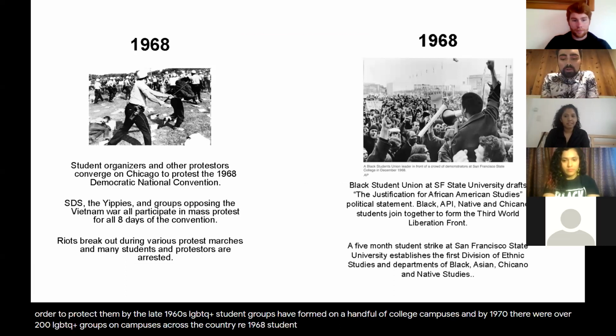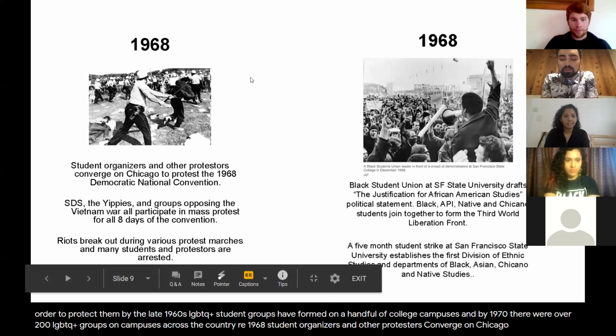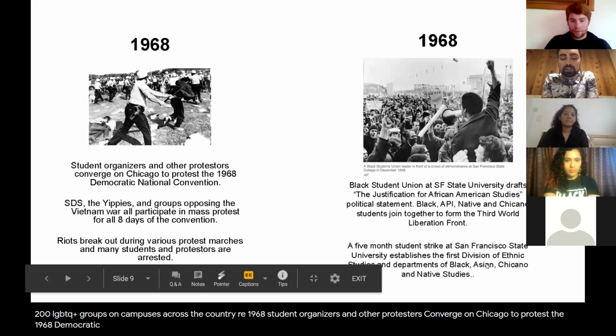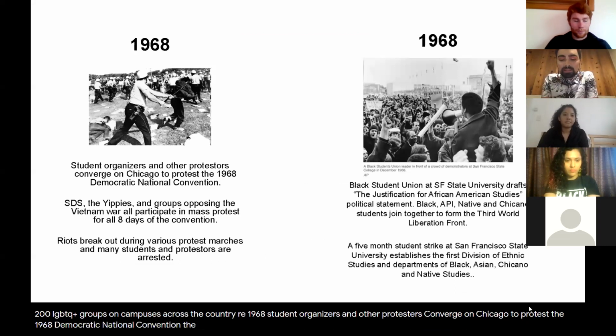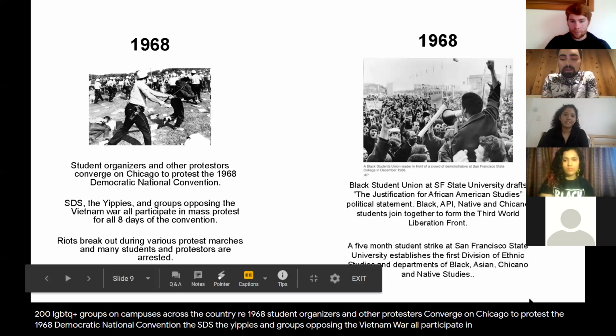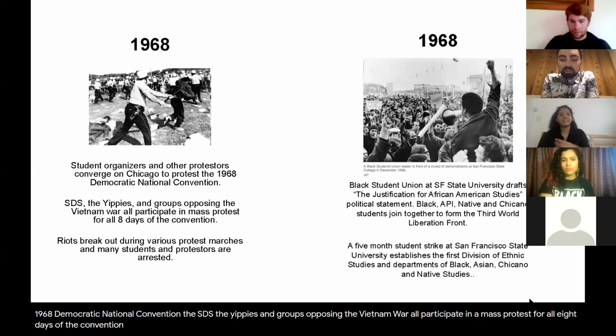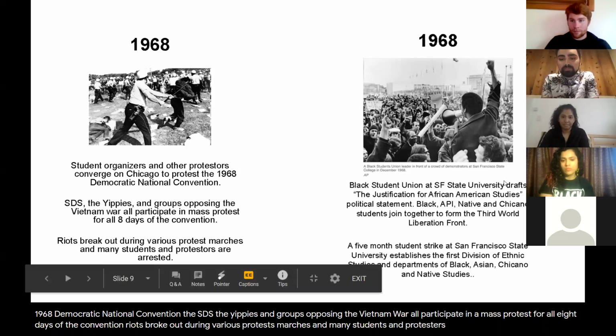1968, student organizers and other protesters converge on Chicago to protest the 1968 Democratic National Convention. The SDS, the Yippies, and groups opposing the Vietnam War all participate in a mass protest for all 8 days of the convention. Riots break out during various protest marches, and many students and protesters are arrested.